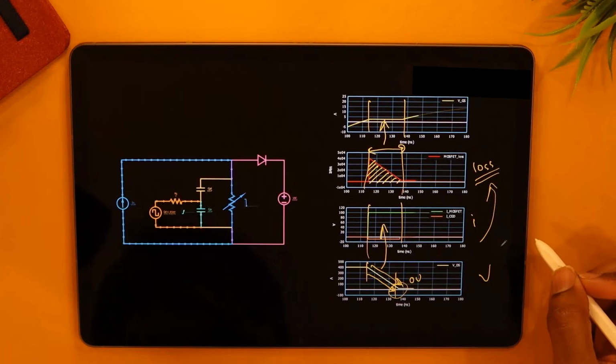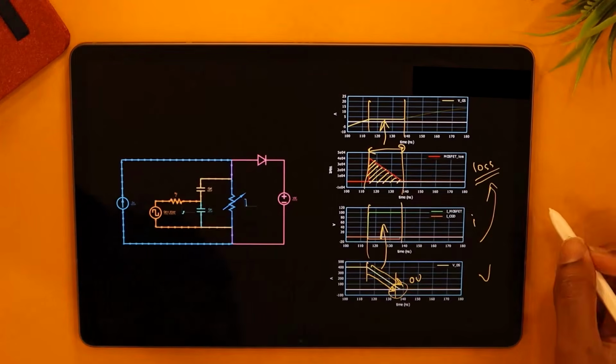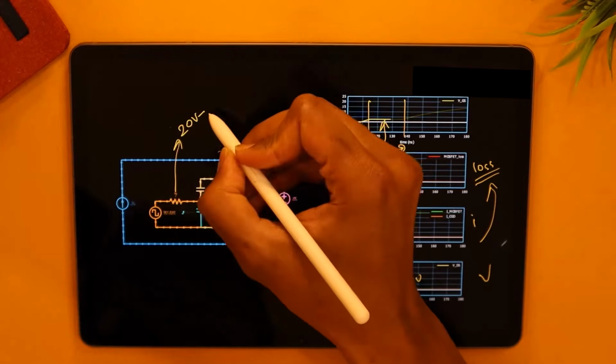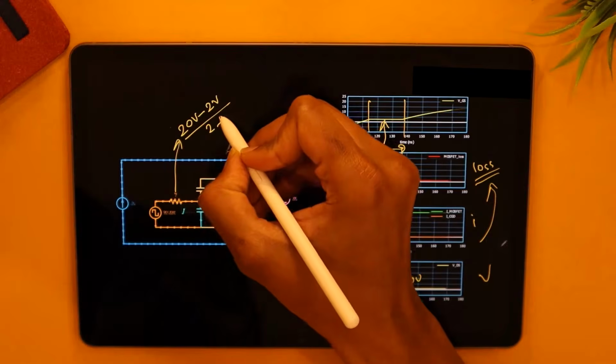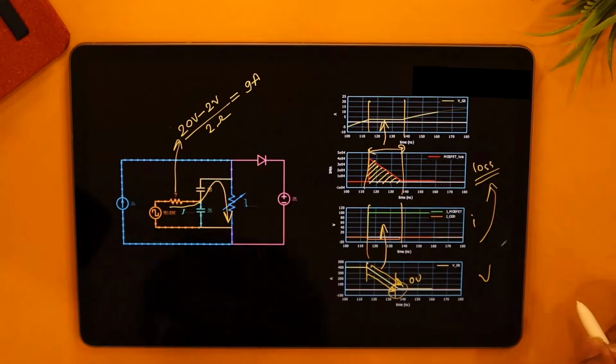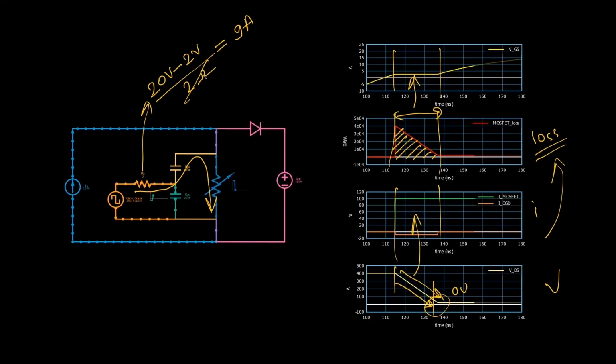So is there a way we can discharge this CGD faster? If you remember, the current that's discharging the CGD, the current that flows through this gate resistance, is 20 volts minus 2 volts divided by 2 ohms, which is around 9 amps of constant current discharging this CGD. So how can we discharge it faster? The first thing that comes to mind is just replace this 2 ohms with maybe a 1 ohm gate resistor and get 18 amps of discharge current. So it's basically double the current. Use that double current to discharge the CGD faster. Let's see if that works.